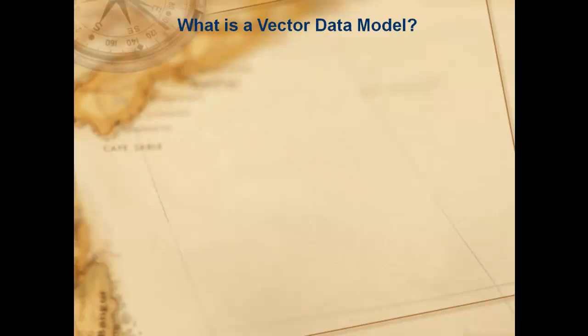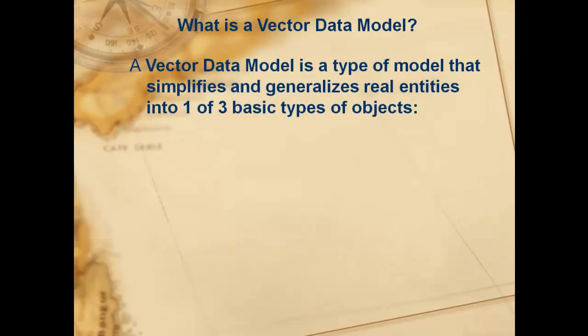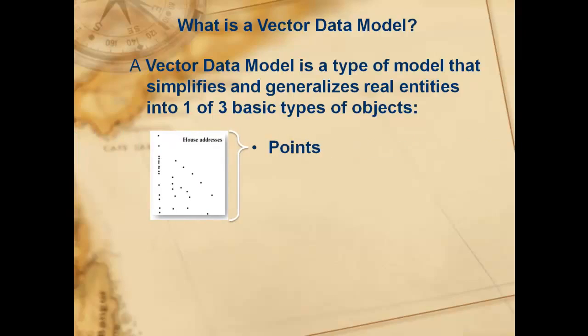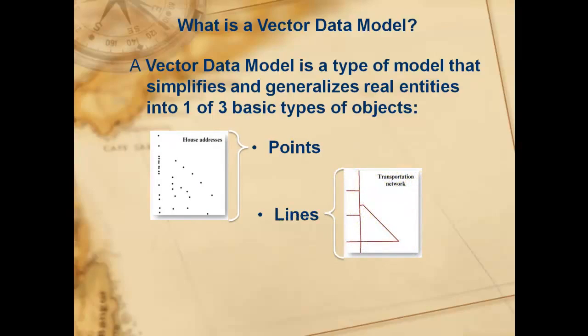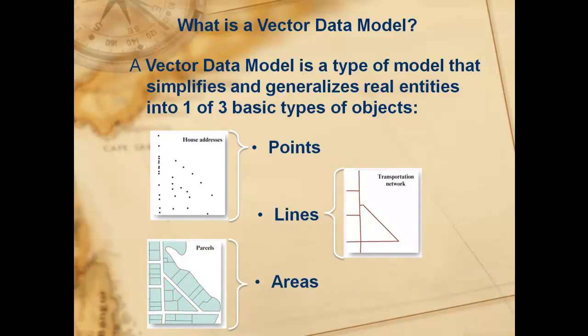So what's a vector data model? A vector data model is a type of model that simplifies and generalizes, right? That's the same thing as a model, real entities into one of three basic types of objects: points, lines, or areas. And sometimes areas will be called polygons. I like to call them polygons. Some folks call those areas. So a vector data model says whatever piece of reality I'm simplifying and generalizing, I'm going to consider it to be made up of points, lines, and or polygons.